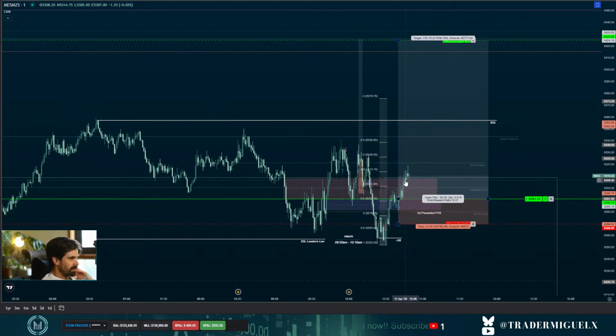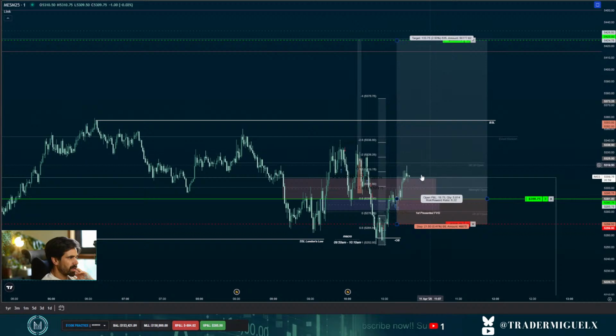Let's see, but after this, if price maintains itself above these bearish eye arrays, I guess the only thing that we need is some kind of speed to reach at least that 2.5 standard deviation. But we will see.